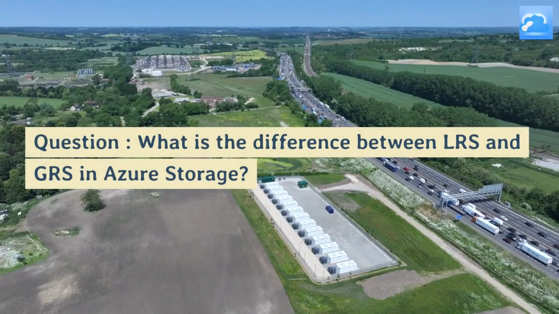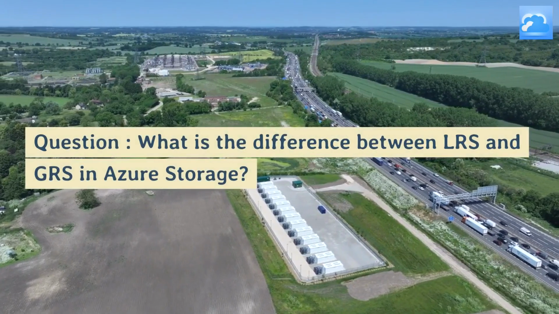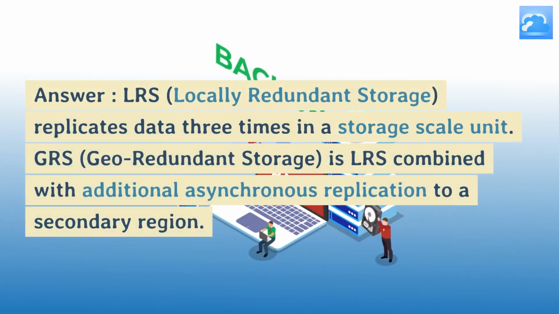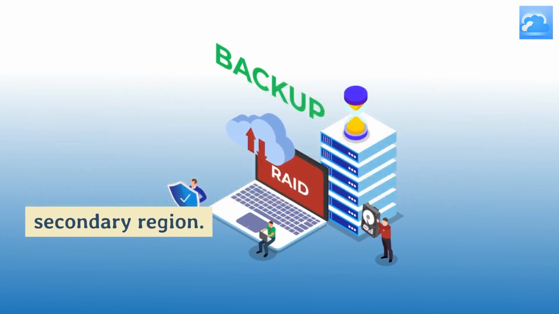Question: what is the difference between LRS and GRS in Azure Storage? Answer: LRS, locally redundant storage, replicates data 3 times in a storage scale unit. GRS, geo-redundant storage, is LRS combined with additional asynchronous replication to a secondary region.